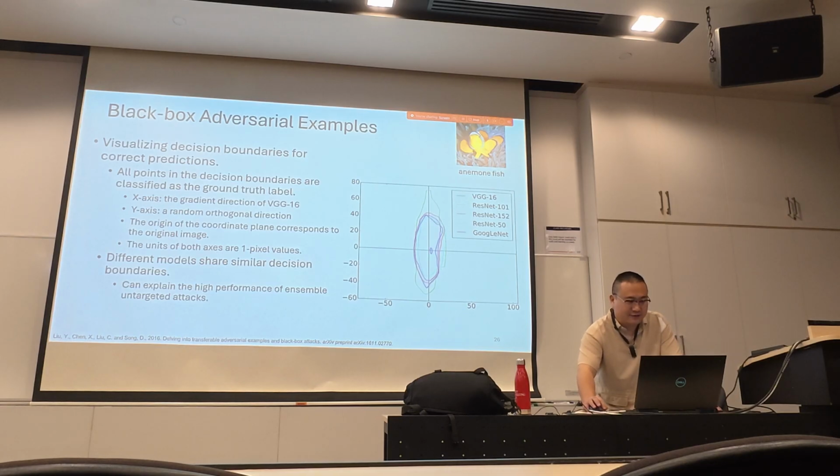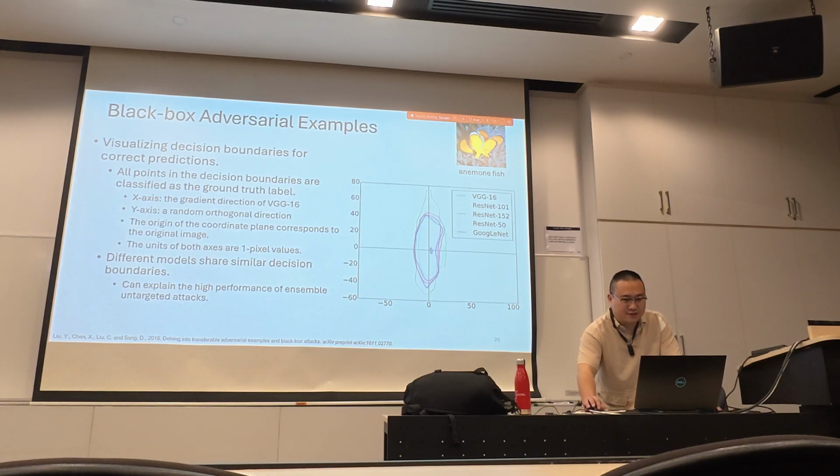We can notice that different models actually share similar decision boundaries. For the target model, that's VGG16, you can see that the boundary looks like this. For the other one, like GoogleNet, the decision boundary is very similar. And this can explain the success of black box attacks.